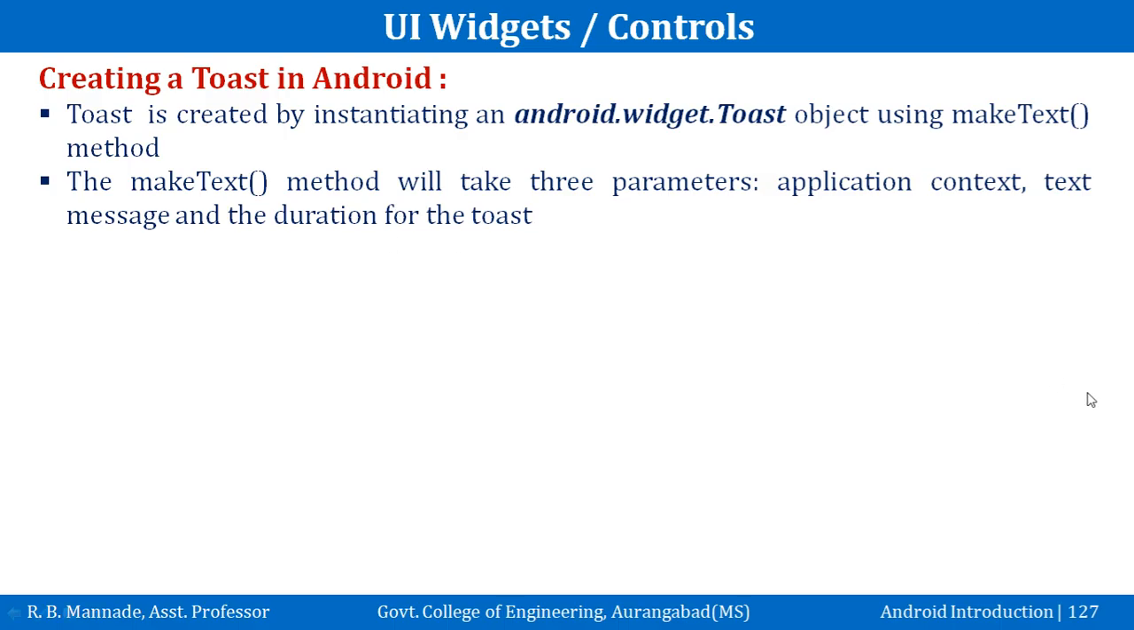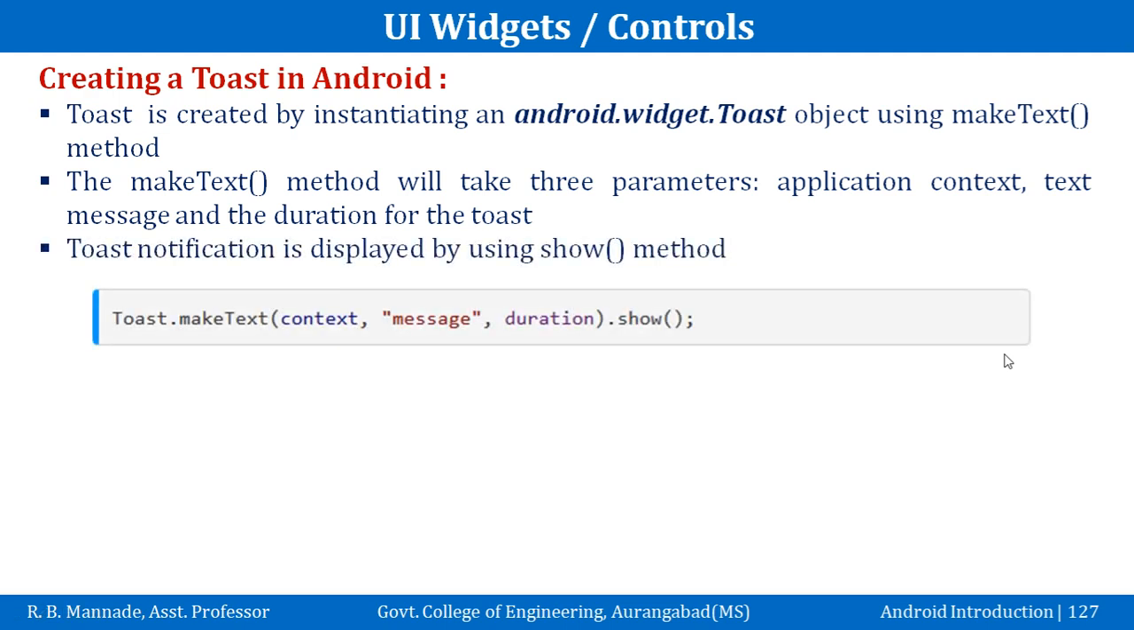It means how much time that particular toast message will be visible to the user. It is decided by the third parameter, that is called the duration of that particular toast. Right, so a toast notification is displayed by using a show method. As shown in this particular snapshot, this dot show method is used to display a message.